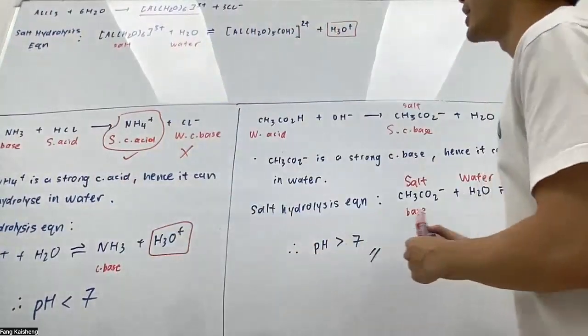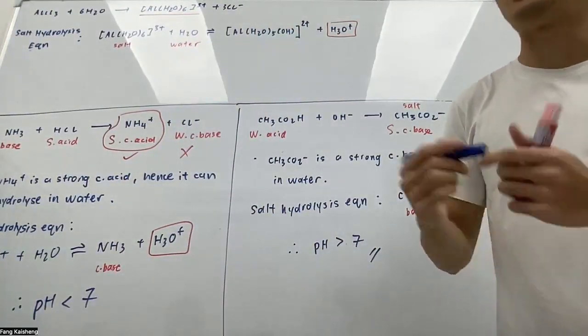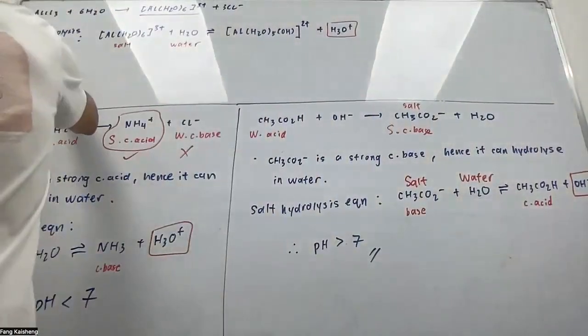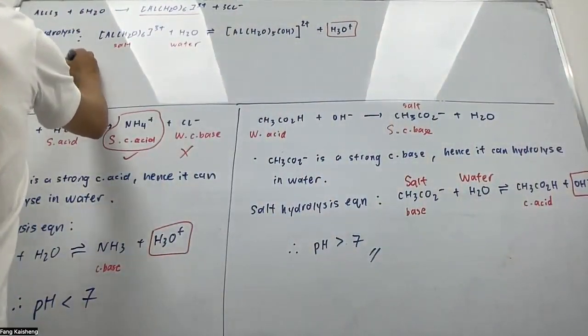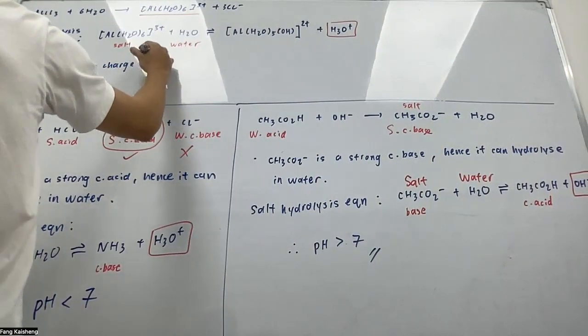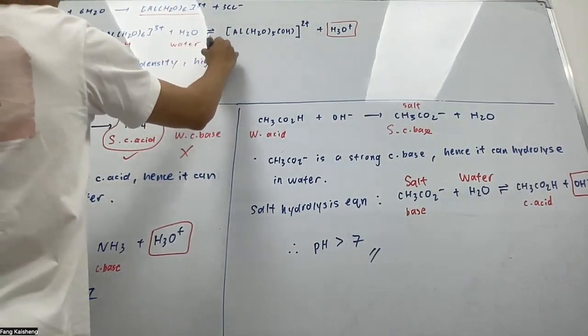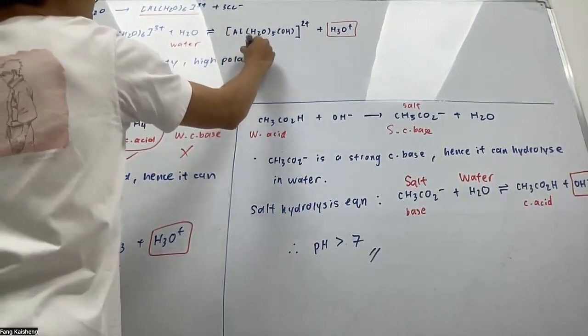Now let's write down the explanation. Al3+ had what again? High charge density. Start off with that. Al3+ has high charge density, so very high polarizing power. That means it's very good at polarizing.